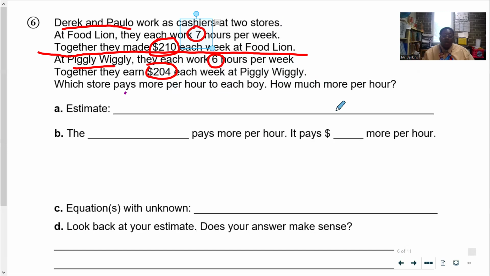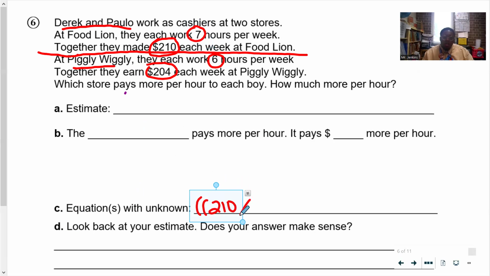So the first thing we're going to do, let's do our equation. I know it says estimate, but in order to do that, I think it's easier to just go ahead with the equation and then we can go back to the estimation. So in order to figure out how much they make individually per hour, I have to divide the money by the hours and by the number of people.